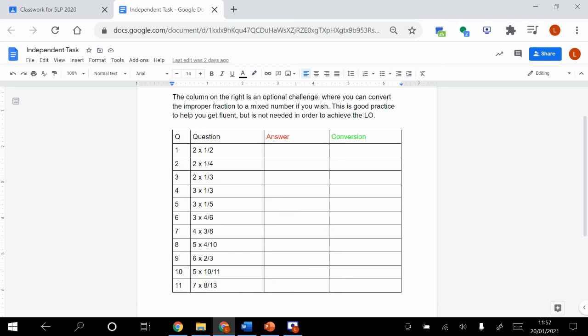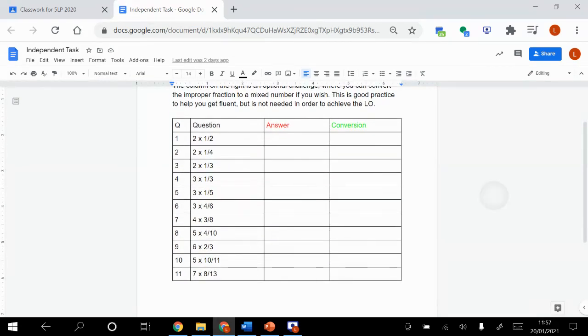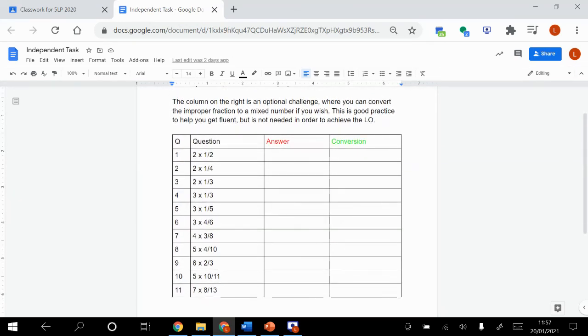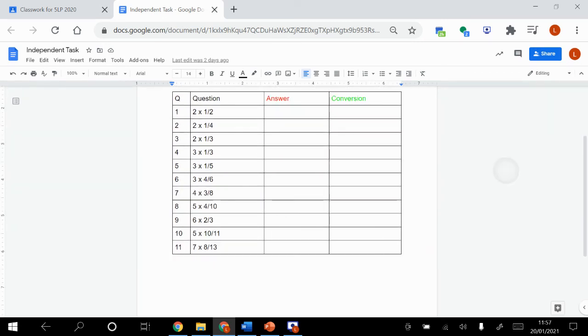That is all. Okay, so if all you want to do is keep the denominator the same, multiply the whole number by the numerator, and tell me what the denominator is, that's fine. You'll only be doing that red column that you can see there, the answer column. Okay, those of you who then want a challenge, you can then convert it. So you might want to convert it to a simpler form, or if your answer is an improper fraction, you might want to convert it to a mixed number.